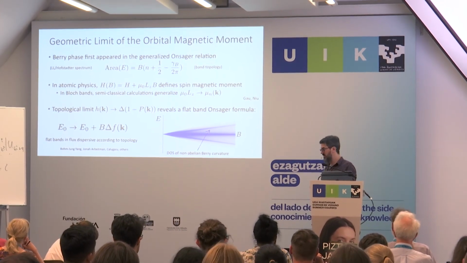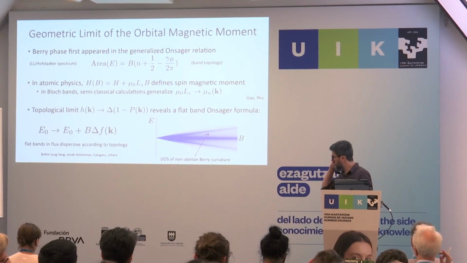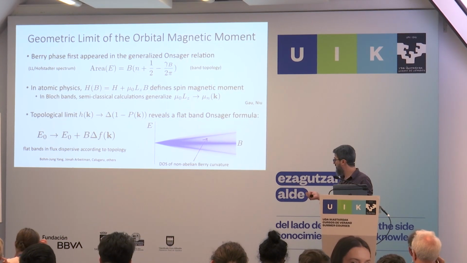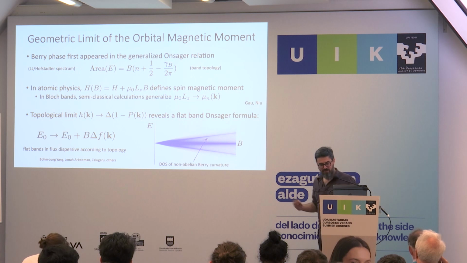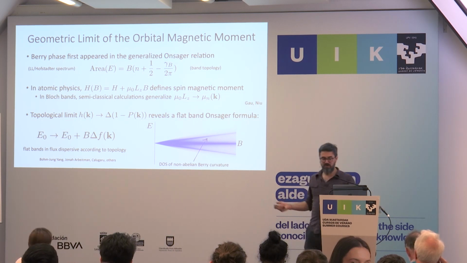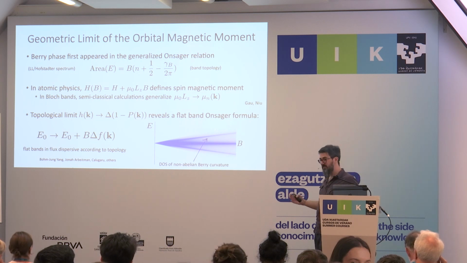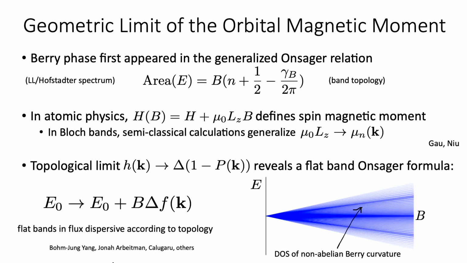Obviously, there's many results by many people, including many people in the audience. So I apologize if I can't show all of them. But one result is that a flat band in a magnetic field brings up the Berry curvature as the non-linear Berry curvature, as basically the spread of the flat band in first order in field.